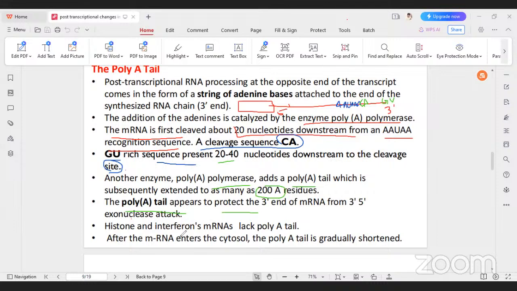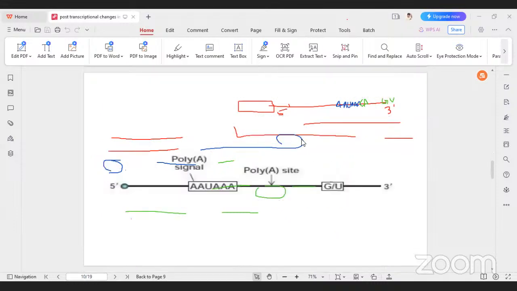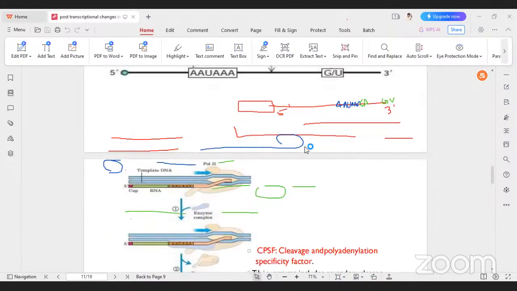But what are the requirements for the formation of poly A? Is there any given? Just wait. Poly A signal, okay, right.